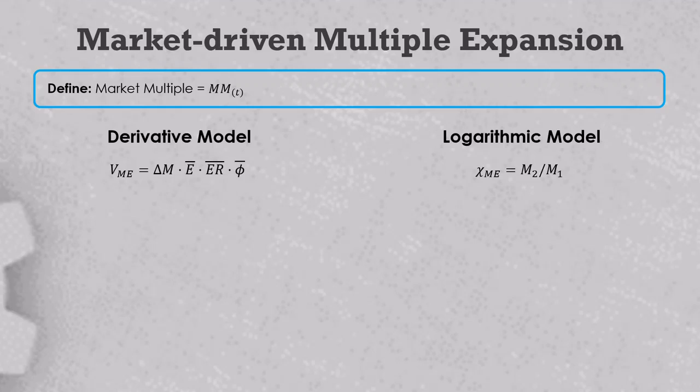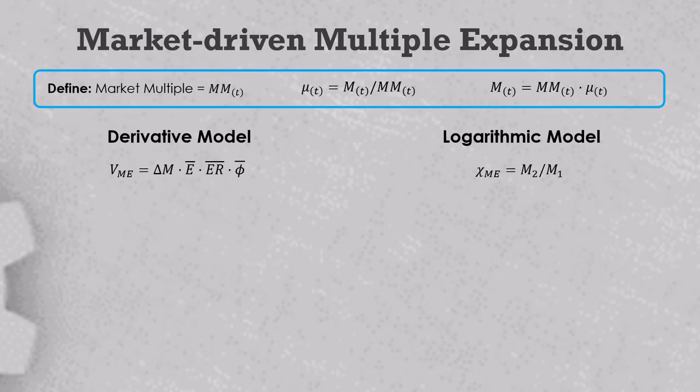To measure exactly how much, we define a new variable with the Greek letter mu. This is equal to the company's multiple divided by the market multiple at any time t. This effectively makes mu the company's discount or premium to the market valuation, and it means that we can define the company's multiple as the product of mu and MM.